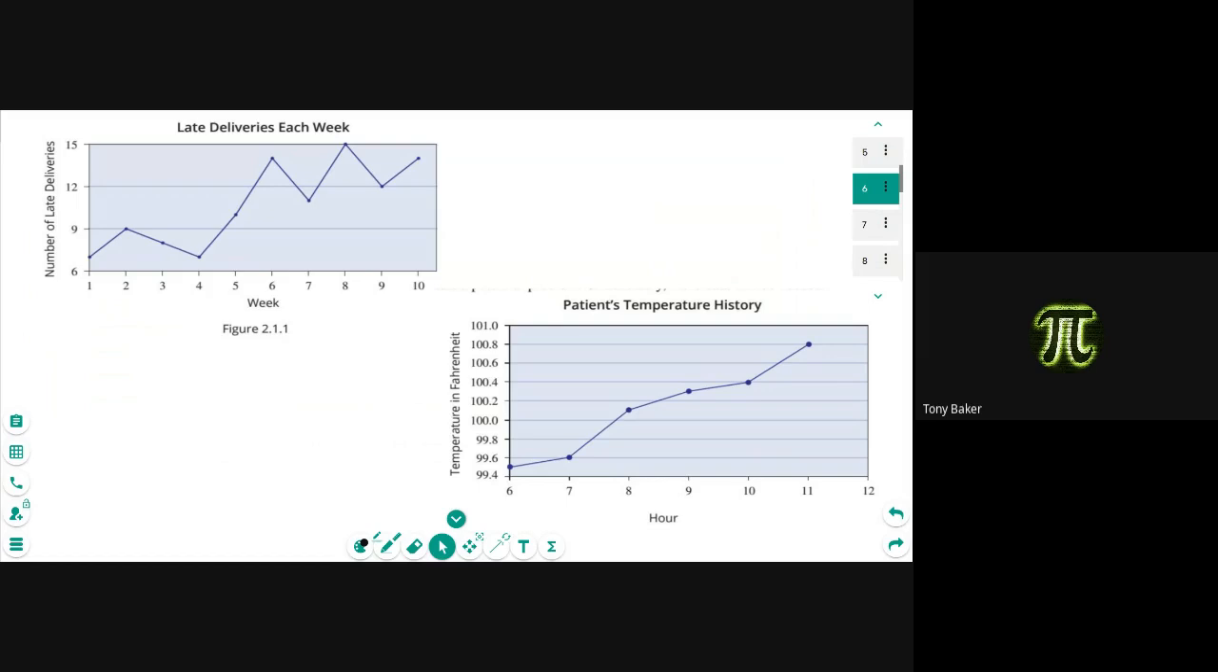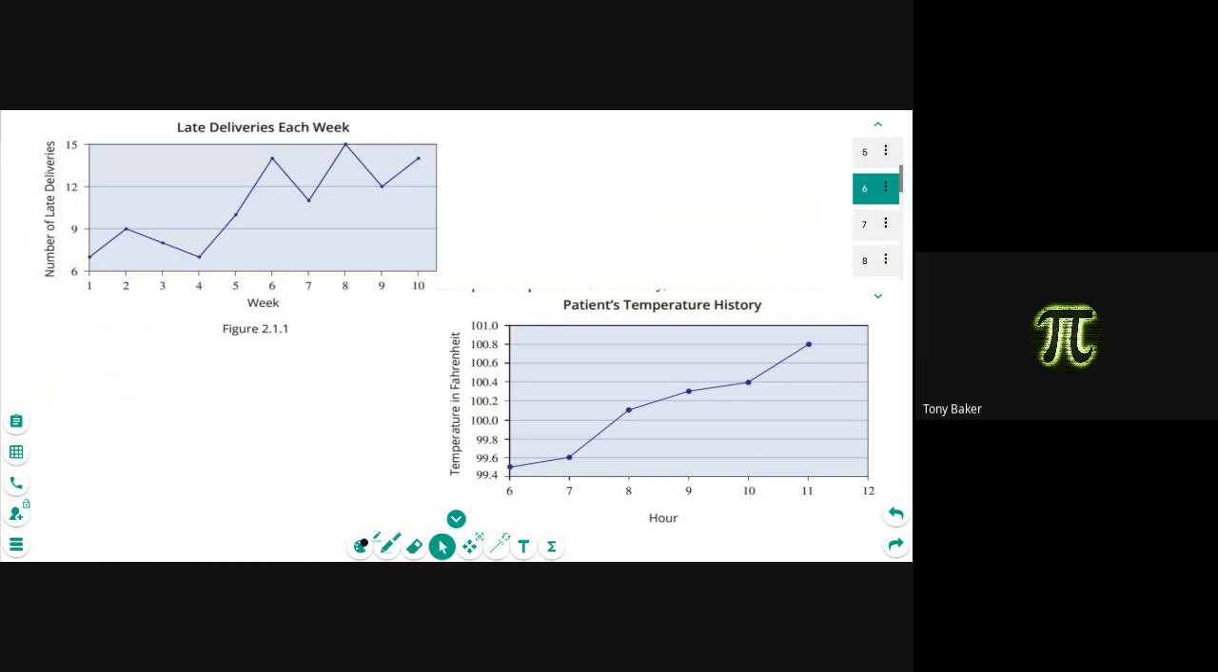Yes. Would the first graph on the left be a different type of graph, like a bar graph or something? It doesn't necessarily have to be a bar graph. A bar graph would be fine. It could be just a dot plot. You could just put the dots because it says late deliveries each week. We're tracking how many deliveries were late each week.